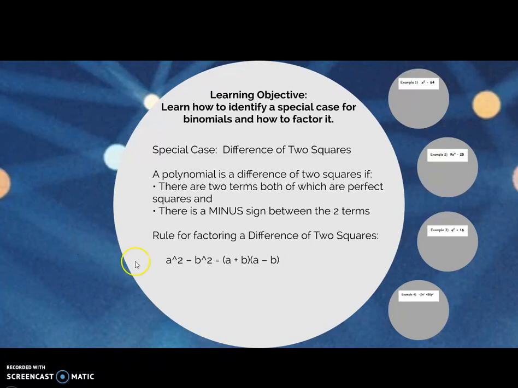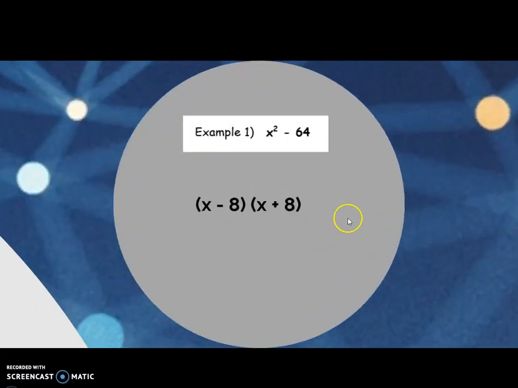The rule for factoring a difference of two squares is a squared minus b squared is equal to a plus b times a minus b. So for our first example, we're going to notice that we have x squared minus 64. X squared is a perfect square because when you do x times x, that is x squared, so you can take the square root of it. This 64 is a perfect square. When you take the square root of 64, it is 8 times 8.